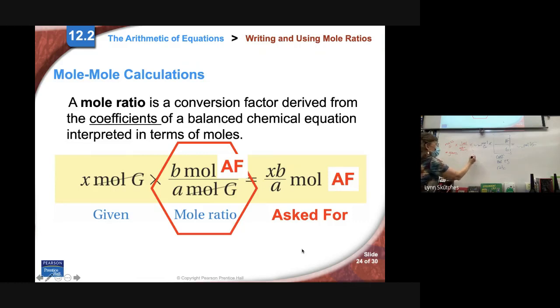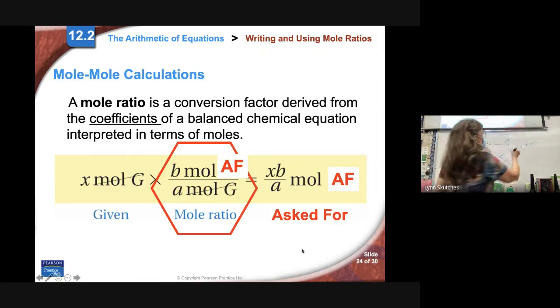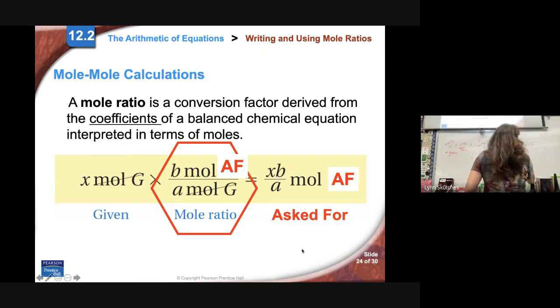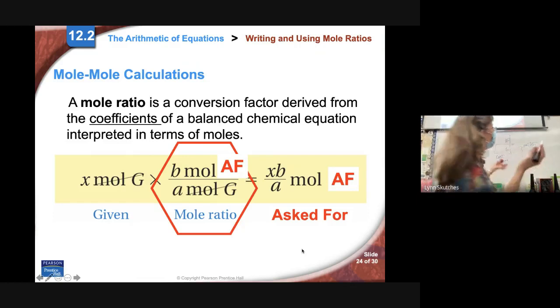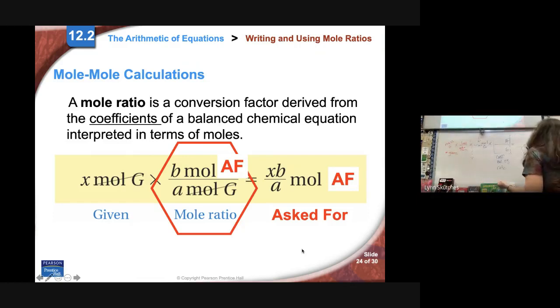And I could stop there, and that's one type of problem that you have to do. You take that answer and put it here, and then multiply it by the ratio. That'll give you the moles of your asked for substance. But again, it's not moles that I want. I want to have liters or grams. So the most common type of problem is mass to mass, but there's others.